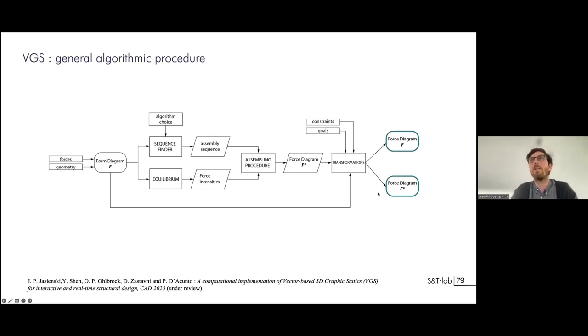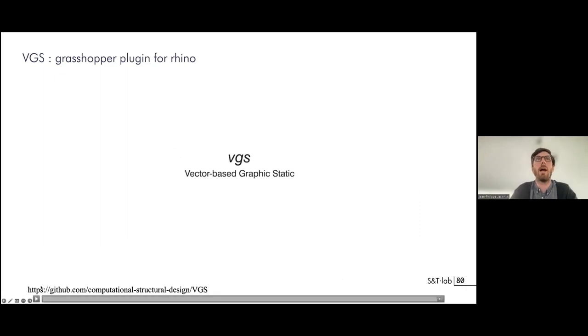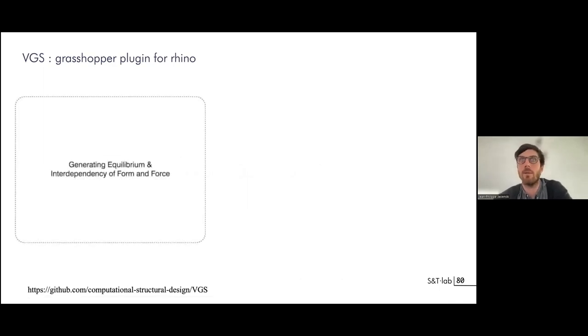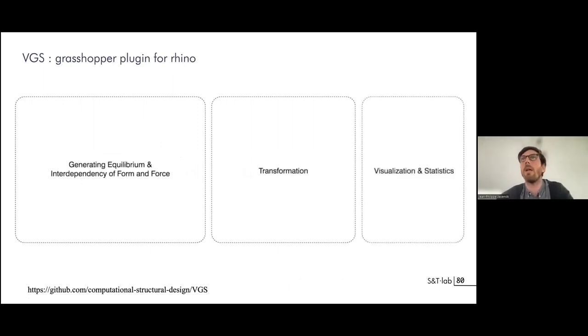Okay, so now we'll see a small video that highlights VGS. The video outlines the structure of VGS, which is structured in 3 parts: first equilibrium, then transformation, then visualization.